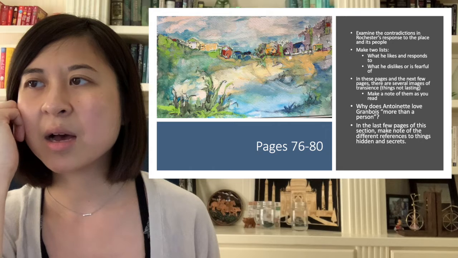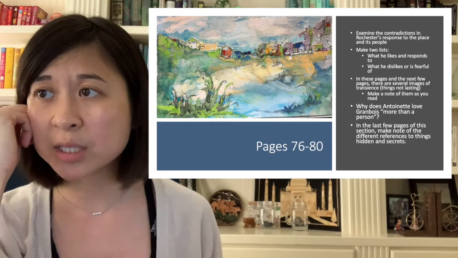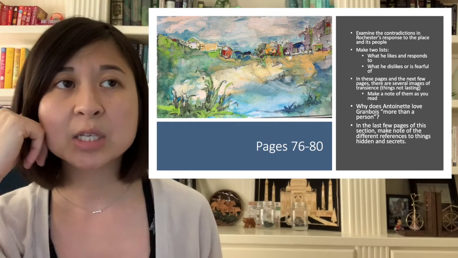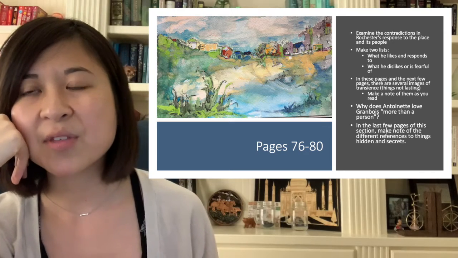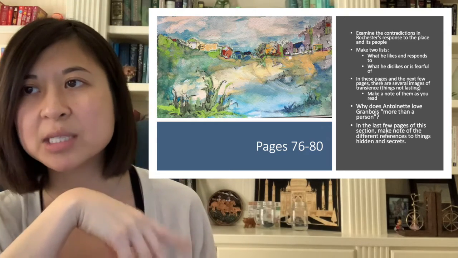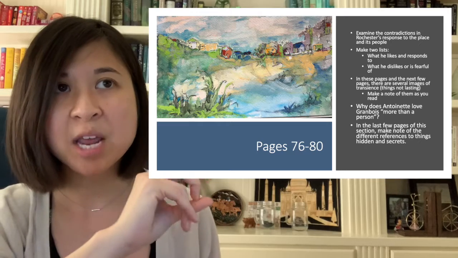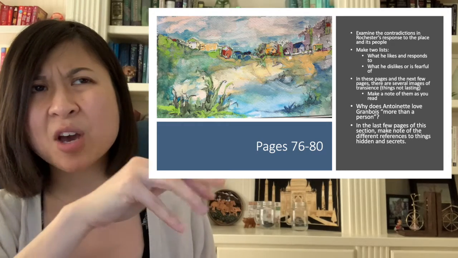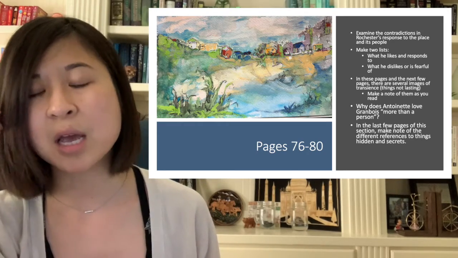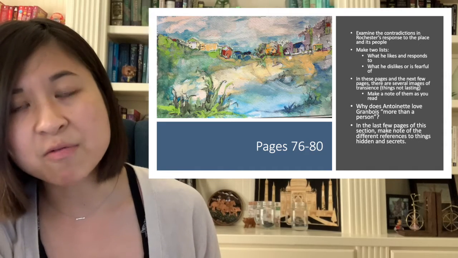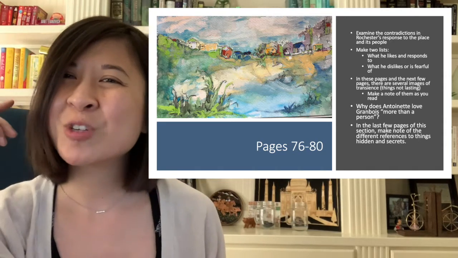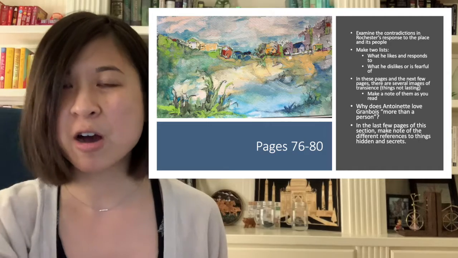And then in the last few pages, just make note of components and references of things that are hidden and of secrets. Particularly on page 80, when Antoinette makes a mention of, he was like, oh, who taught you how to throw? She's like, oh, just Sandy, you know, this boy that you've never met before. Sounds really sketchy if you were to take it out of context.